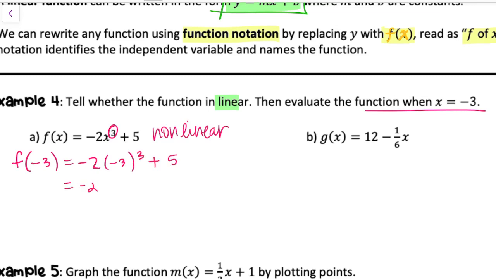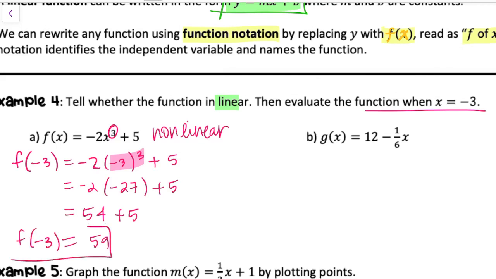So negative 2, negative 3 cubed. Well, negative 3 times negative 3 is a positive 9, times negative 3 is a negative 27, plus 5. Negative 2 times negative 27 is a positive 54. 54 plus 5 is 59. So f of negative 3 is 59.